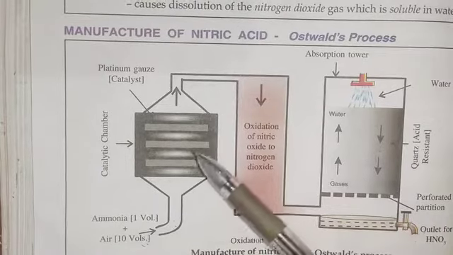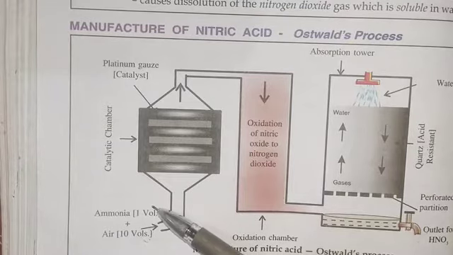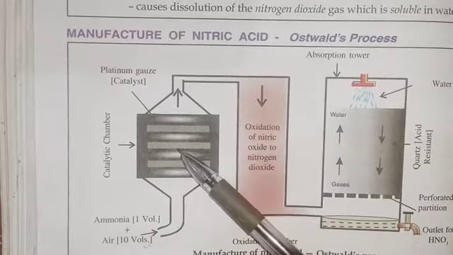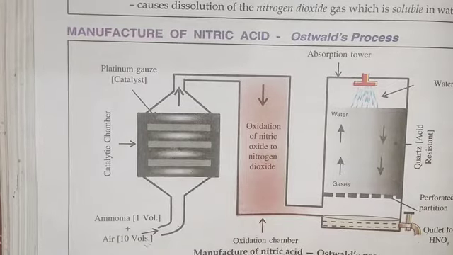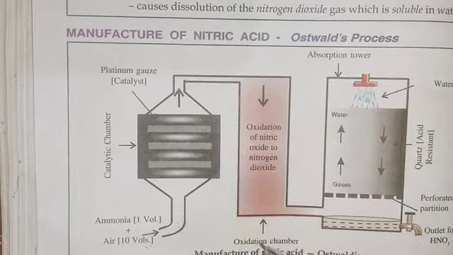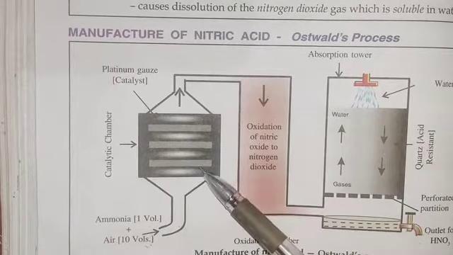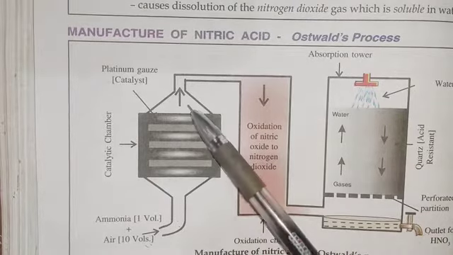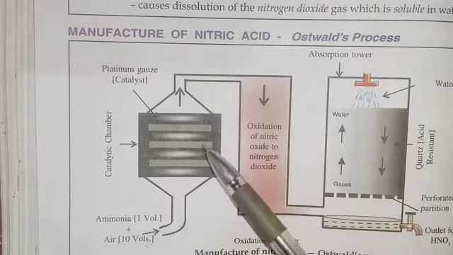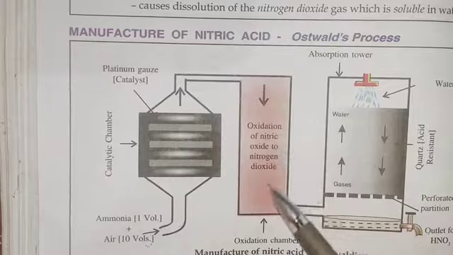So in the catalytic chamber, the reactants are pure dry ammonia and air, and their ratio is 1:10. Here the catalyst is platinum gauze. The temperature will be 700 to 800 degrees Celsius, which is maintained electrically. The nature of the reaction is exothermic, and a lot of heat is released in it. The products here are nitric oxide and steam. These products, nitric oxide and steam, will enter this pipe in the oxidation chamber.